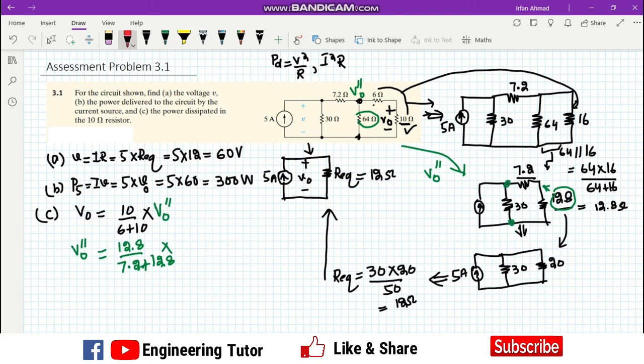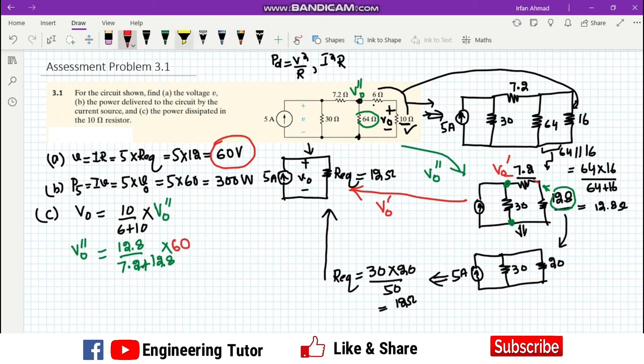The voltage here, let me call it V naught prime. V naught prime is not known. Do we know the value of V naught prime? Yes, we have calculated it already, when we found the equivalent of all of these three resistors. This V naught prime is the small V naught, which we have already calculated, that is 60 volts. So putting the value here, we will have this 60.